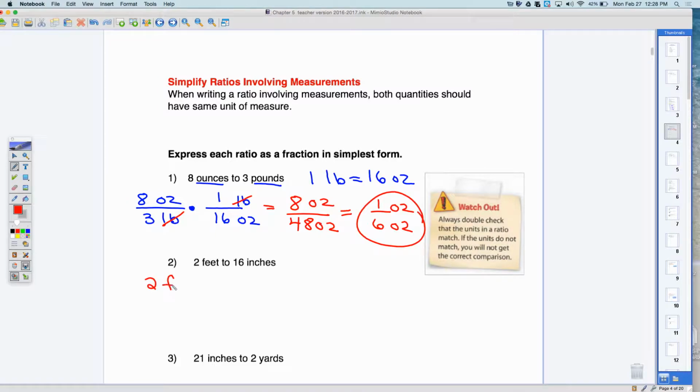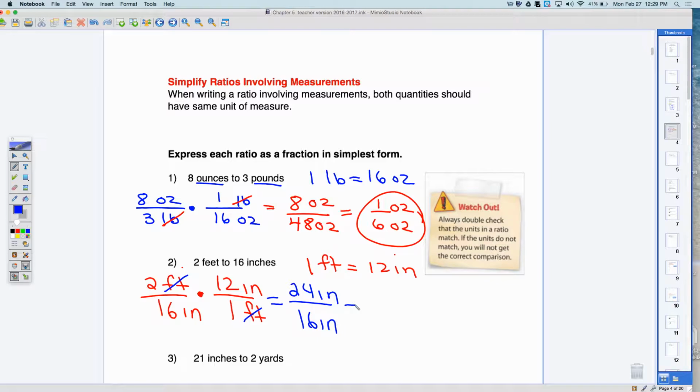Now reduce it to 1 ounce over 6 ounces. Number 2, 2 feet to 16 inches. So 2 feet over 16 inches. Multiply it by the conversion factor. 1 foot is equal to 12 inches. So cross. Have your units across from each other. Fill in your number. So 12 inches is equal to 1 foot. Look for the unit that is across from the 1. That doesn't change, so you're keeping inches. So it's 24 inches over 16 inches. Now reduce that down to taking out an 8 from both, so you're left with 3 inches over 2 inches.